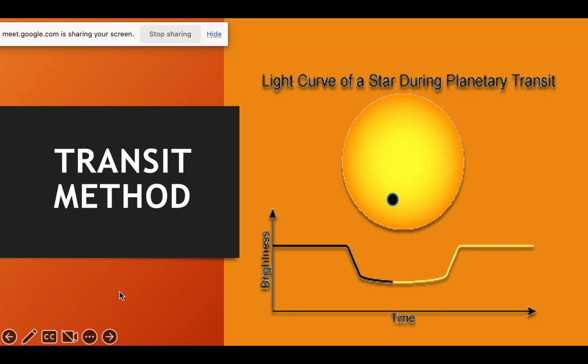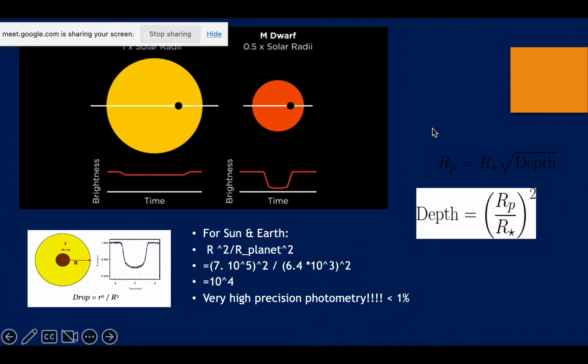The other standard method used is called the transit method. This is the method used by Kepler as well as TESS. So if you have a planet coming in front of the star, there's going to be a fall in brightness of the star. This is what is called the light curve. The light curve is the difference in brightness with time, and you'll get a small dip in that when the transit takes place, right? So obviously the depth of this transit is the ratio of the squares of the radius of the planet to the star.